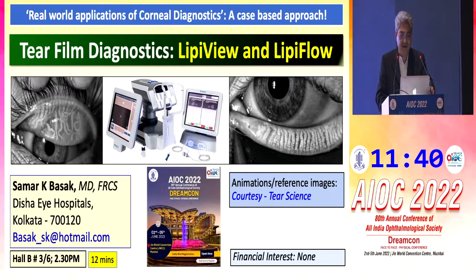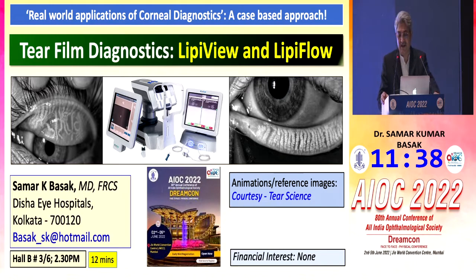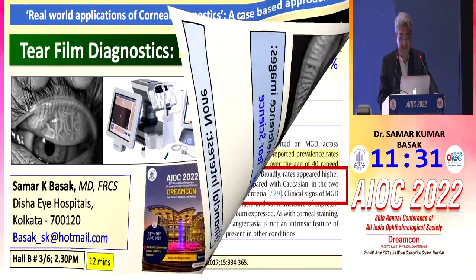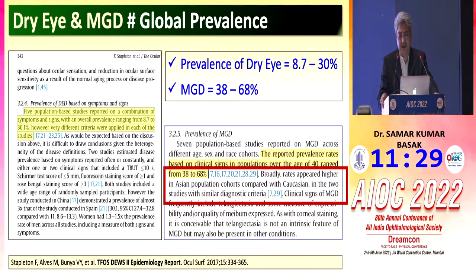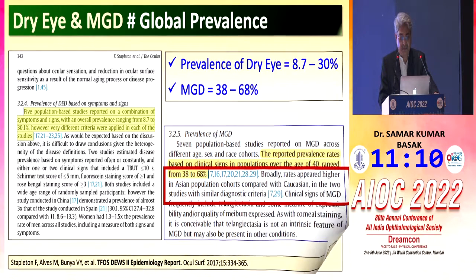So I'll be talking on tear film diagnostics, mainly on LipiView and LipiFlow. I do not have any financial interest in this presentation. If you go to the dry eye and MGD prevalence, this is the global prevalence of dry eyes. It varies from 8 to 30%, whereas MGD is between 38 to 68%. And you see that more in the Asian population cohort than in Caucasians.